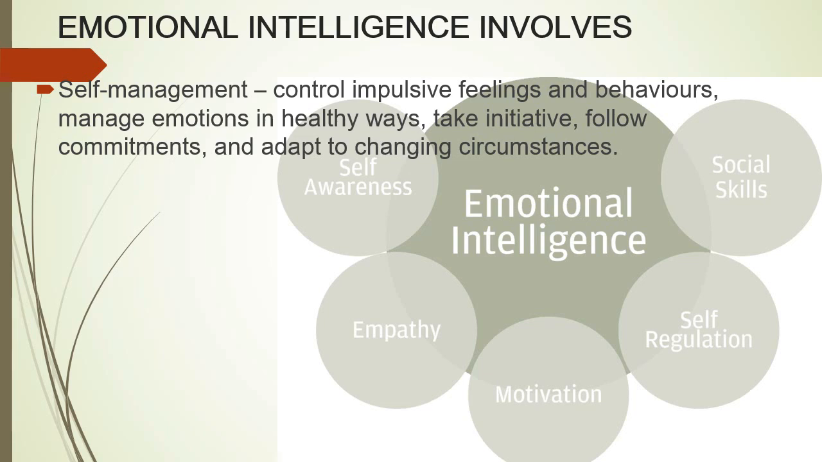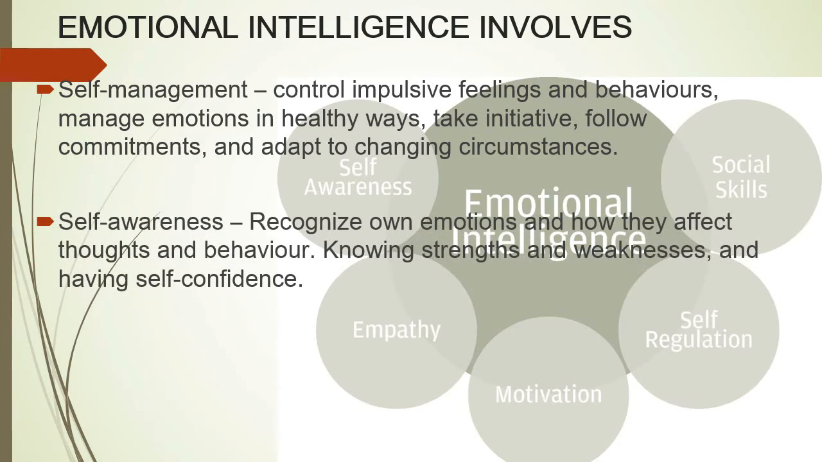The first thing is self management. Self management helps us to control impulsive feelings and behaviors. It helps us to manage the different emotions in a healthier way. It also helps us to take initiative whenever there is a need around us. It helps us to accomplish whatever we are committed to, and it also helps us to adapt to changing or demanding circumstances. So it basically helps us to cope with different environments with our own thoughts and actions without affecting others.